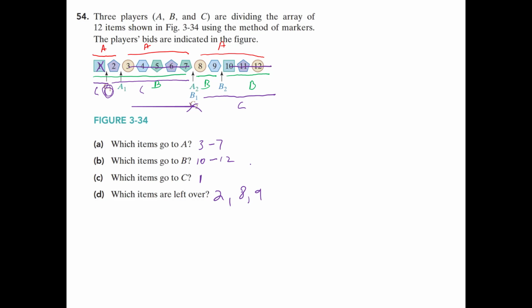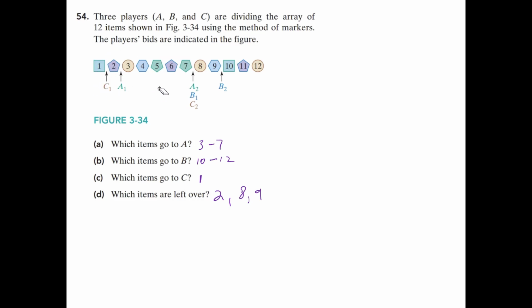So again, let's go through it one more time. Scan this from left to right. First marker we see is C1, and so he's the first person that gets his cut, and his cut is everything to the left of that, so he just gets 1. Then we look for the second marker. The first second marker is A2 and C2, but C's already gotten his cut, so he's done, and so then A gets his second interval, which is 3 through 7.